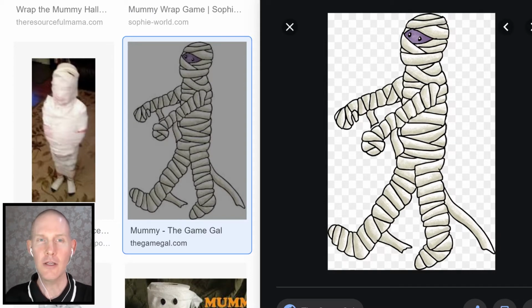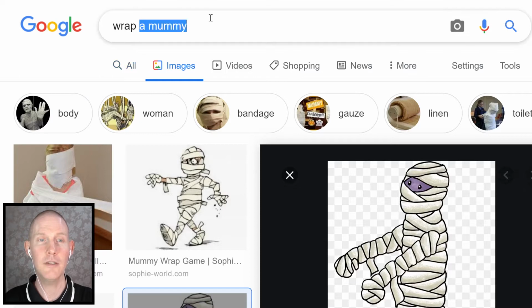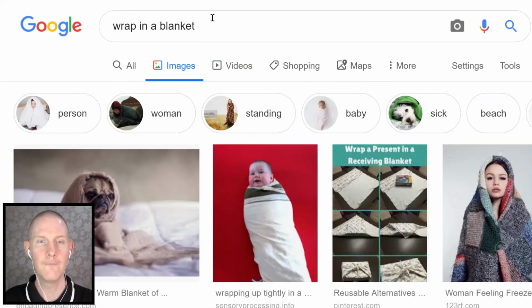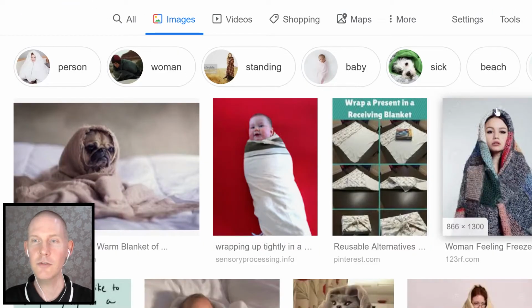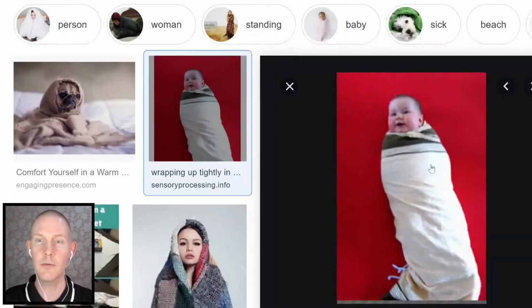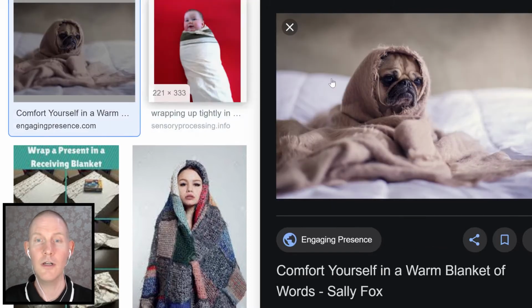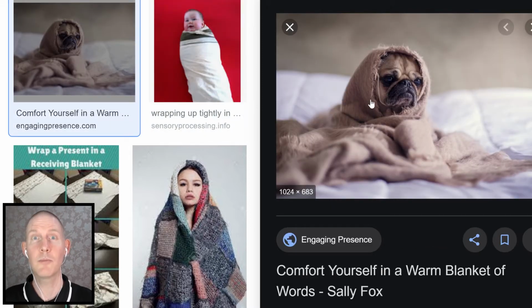right? Okay, so a wrap could be for anyone, and it could be wrap in a blanket. There you go. So you could say this girl is wrapped up in a blanket. You could say this little baby is wrapped up probably kind of tight, very snug in a blanket. And you could also say this dog is wrapped up in a blanket. So anyone could be wrapped, right?